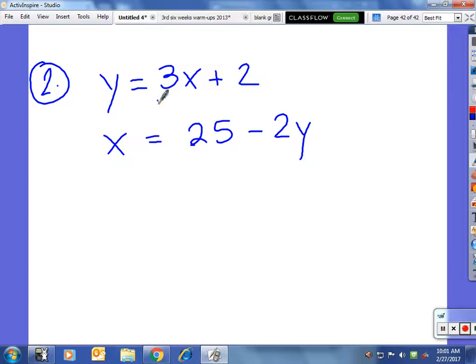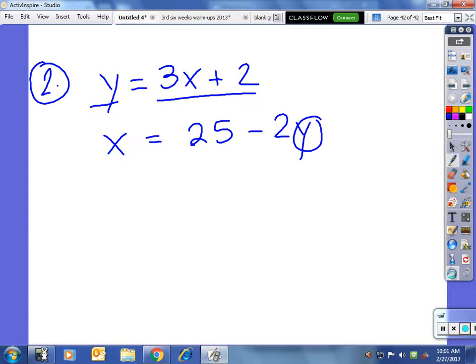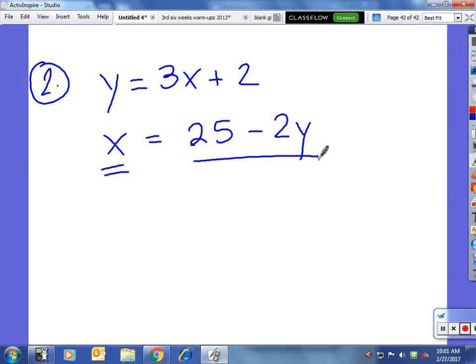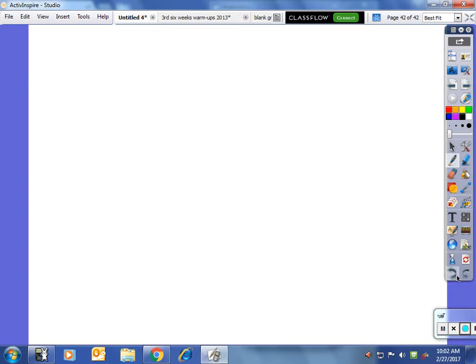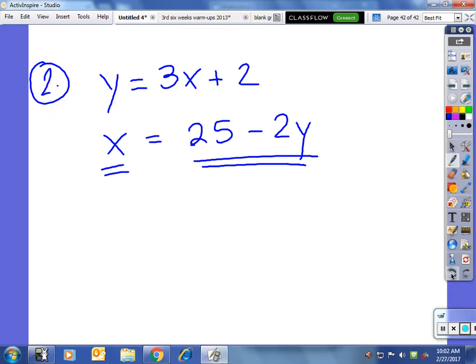Since y and 3x plus 2 are the same thing, what could I put in place of this y? 3x plus 2. Or I could do something completely different. Since x and 25 minus 2y are the exact same thing, what could I put in place of this x? 25 minus 2y. It just depends on which one you want to do. What do y'all want to do? You want to substitute the x into the top?